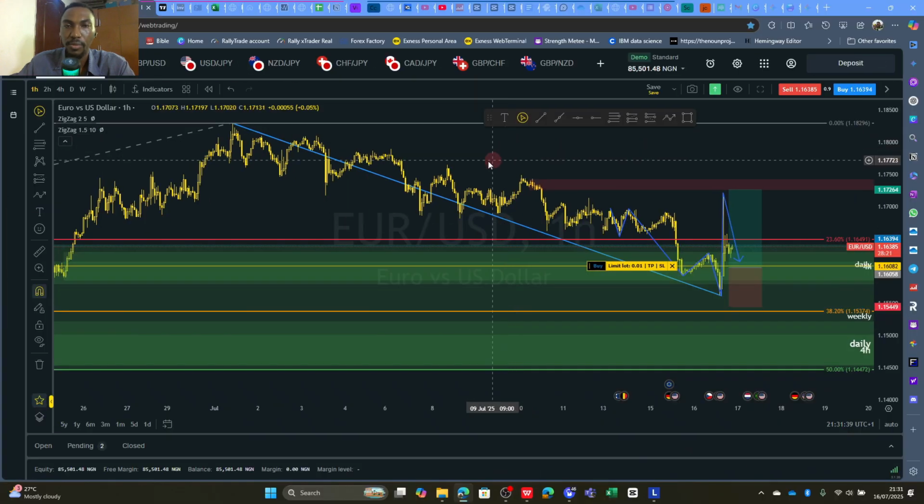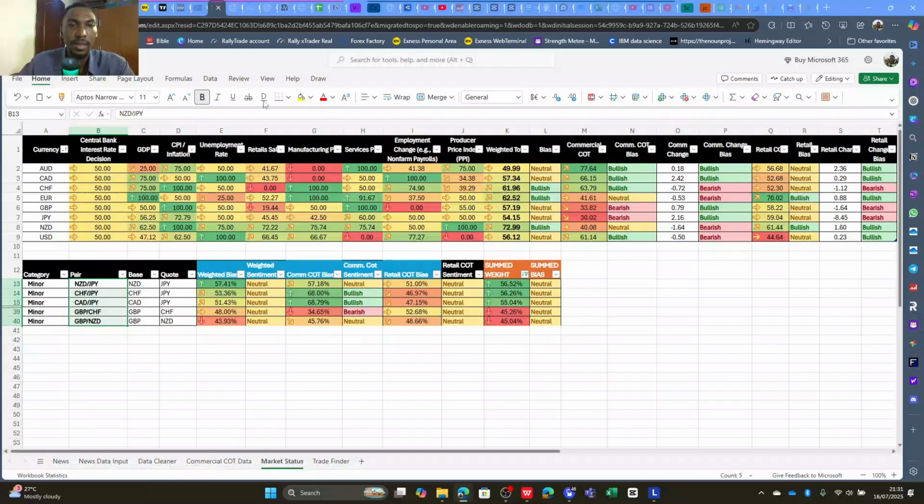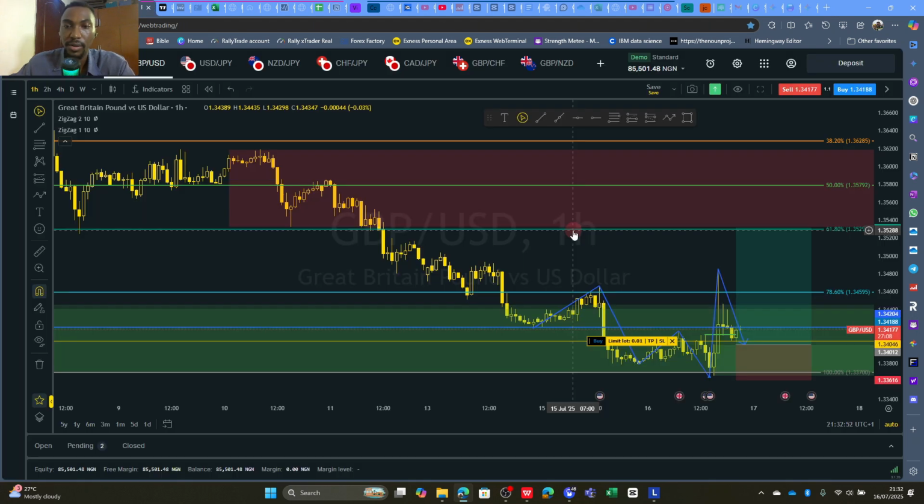And backing this up with the fundamental analysis, you know that the euro is highly strong against the US dollar, only take this with a grain of salt. This is my own analysis, my strategy, and this is what I feel the market is going to make.